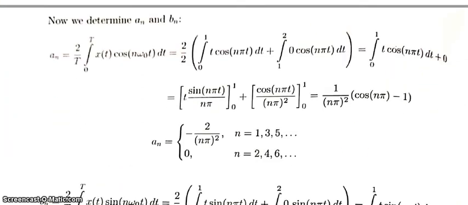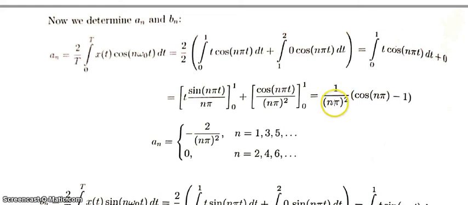Next, for evaluation of coefficient an, the equation is 2 by T integral 0 to T x of t cos n omega 0 t dt, and x of t again has value only in the range 0 to 1, so t into cos n pi t. So this is the integral of a product of two functions, as we have seen earlier: first into integral of second minus integral of derivative of first into integral of second. So when we do the integration we get these answers, and when we put the upper and lower limits, the first term becomes 0 because we have a term sin n pi t.